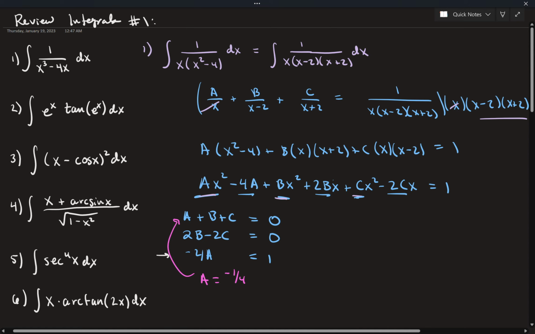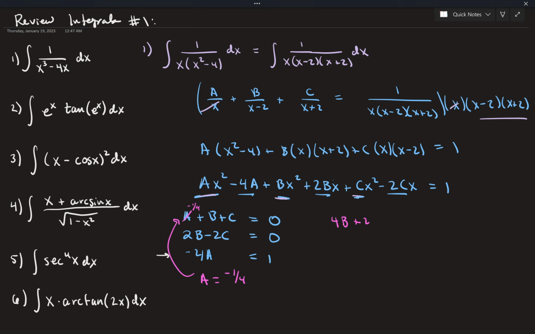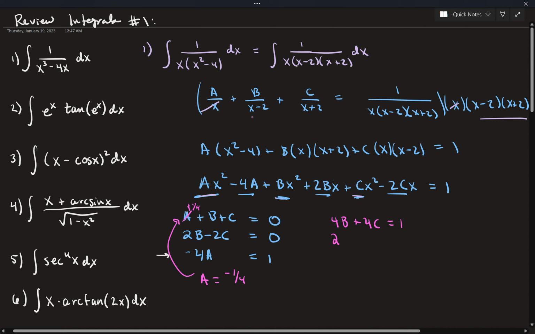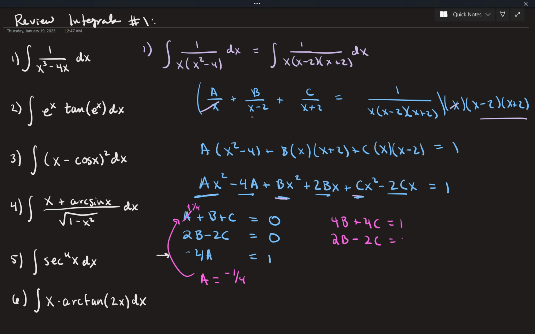I'll plug in minus a quarter here, so I have minus a quarter, so I'll add it over on the right hand side, and then I'll multiply everything by 4. Hopefully you can see the algebra going on there. 4B plus 4C is 1, because I added it over so the negative sign went away. Hopefully you can see that. 2B minus 2C is 0.